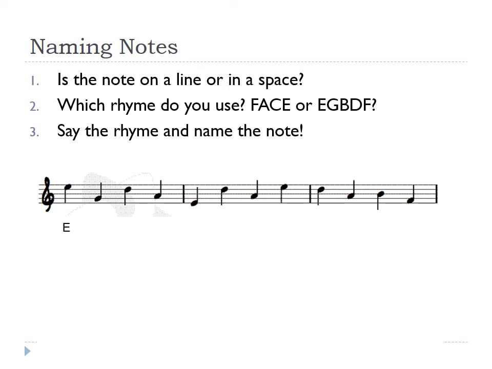Let's look at the next one. The first thing you're going to ask yourself is, is this note on the line or is it in the space? This note is on the line. You can see a line running through the middle of the note head. So which rhyme are we going to use? We're going to use every good boy deserves football. We start from the bottom upwards and we say E, G, B, D, F. This note is in the second line, so it must be G.